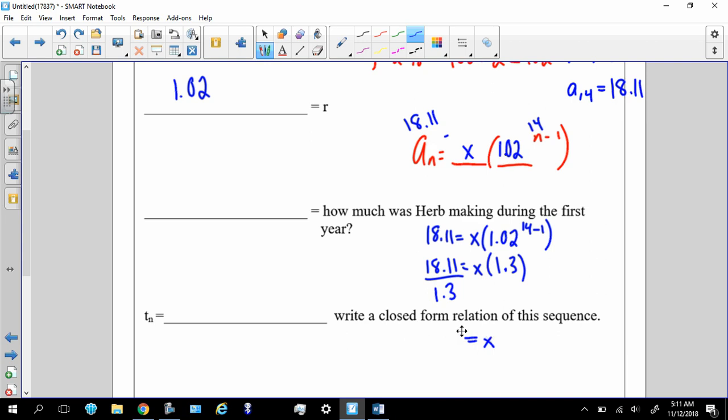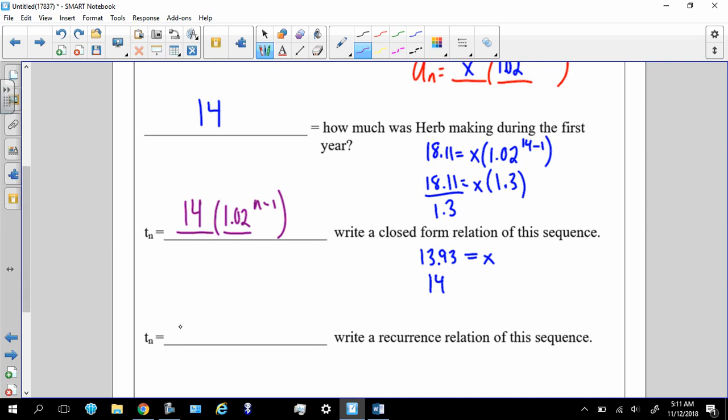How much was Herb making for the first hour? It is pretty close to 13.93, or if you wanted to round, some of you got 14. I'm just going to say 14. But if I didn't mark you wrong, that means you got it right, depending on how you rounded. What is the closed form relation? Remember closed form: first term, r to the n minus 1. My first term ended up being 14, and my r ended up being 1.02.